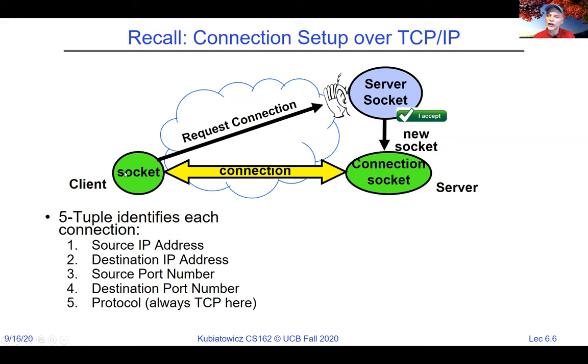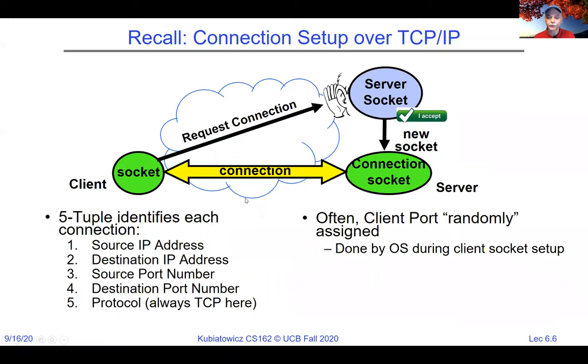The first socket on the client side requests a connection. The server socket then produces a new socket just for that connection. And now this yellow channel between the two sockets is a unique channel, and it's defined uniquely by these five numbers that you see at the left: the source IP address, the destination IP address, the source port number, destination port number, and protocol, where we're talking TCP/IP in this particular instance.